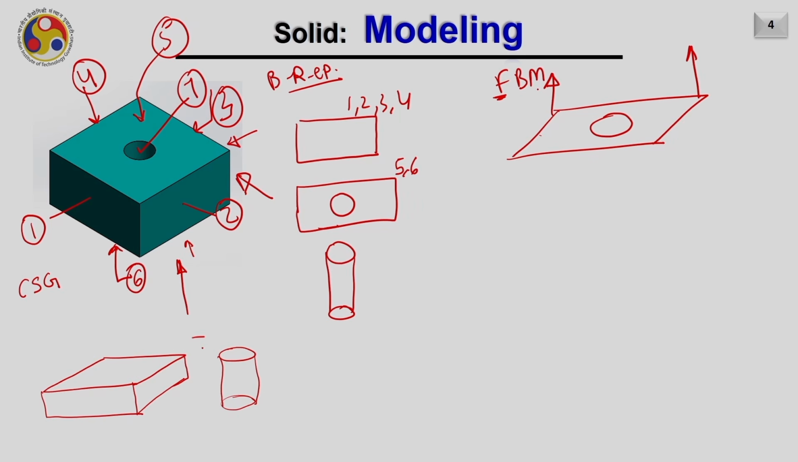The extrusion of this sketch will give you this particular object. In the case of FBM, the Boolean operations are basically inbuilt. You need not perform the Boolean operation explicitly. Another is SD, the spatial decomposition.